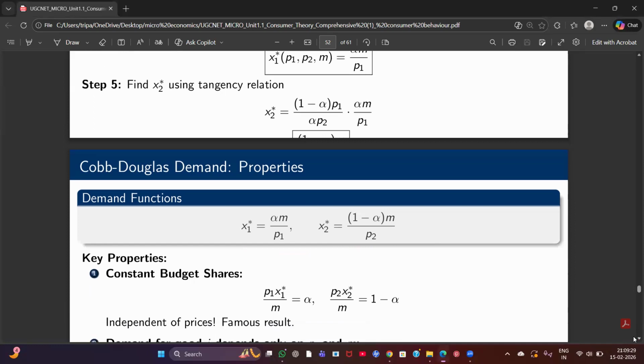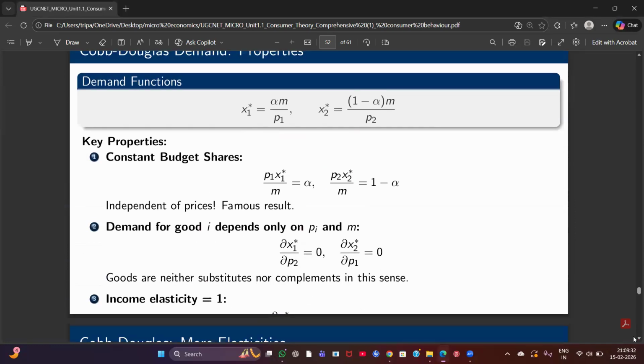Just remember what alpha and 1 minus alpha indicate. Demand for good i depends on its own price and money income. It does not depend on the other commodity price. If you derive change in x1 with respect to change in p2, you will get 0. That means if second commodity price changes, first commodity demand does not change. That means the two commodities are not related commodities. Not related means they are neither substitutes nor complements.